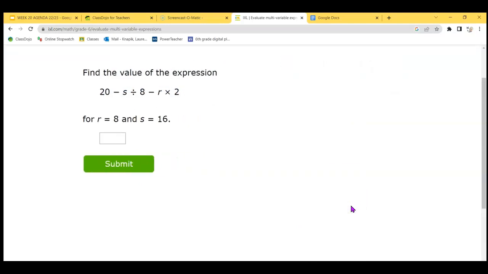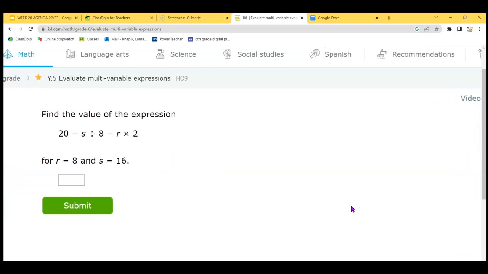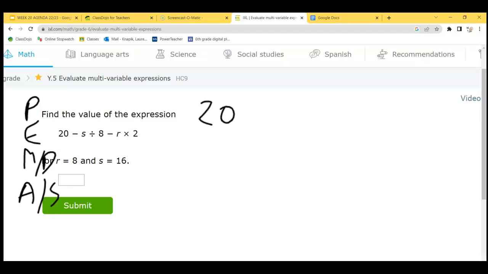Alright, let's do this guy. So we have 20 minus S. If I were you, I would write out PEMDAS, just so you can keep yourself falling in line correctly. And then you're going to rewrite out your expression like always.